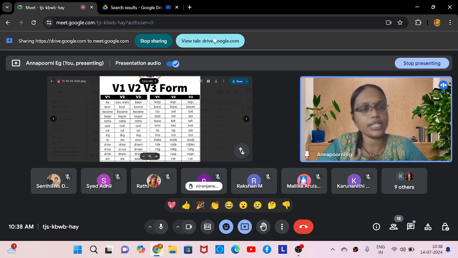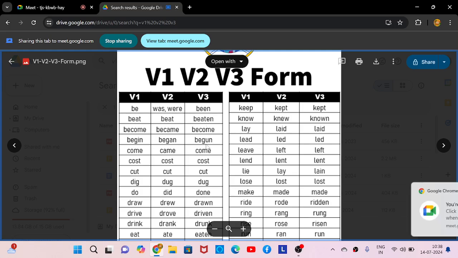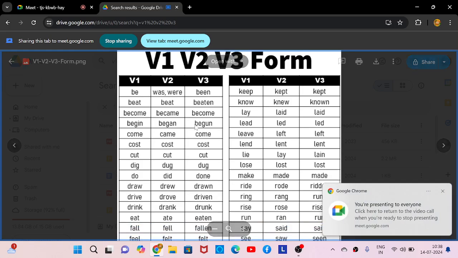In schools, V4 and V5 are not taught. Only V1, 2, 3 are taught. So the main 3 parts that you have to focus on are V1, V2 and V3. And you should also know what V4 is. V4 is nothing but the ing form of any verb. Clear?